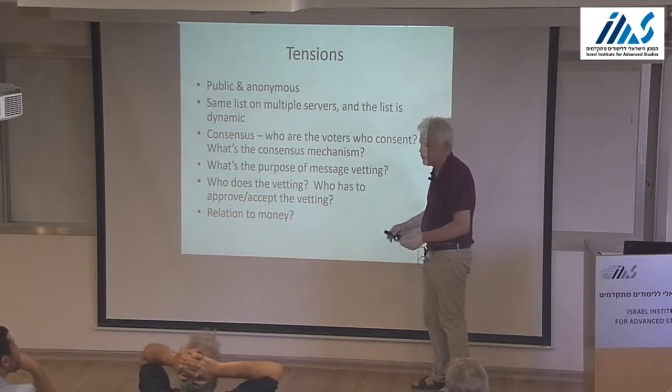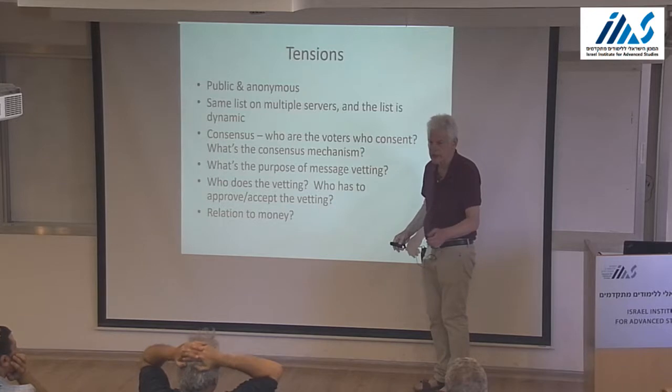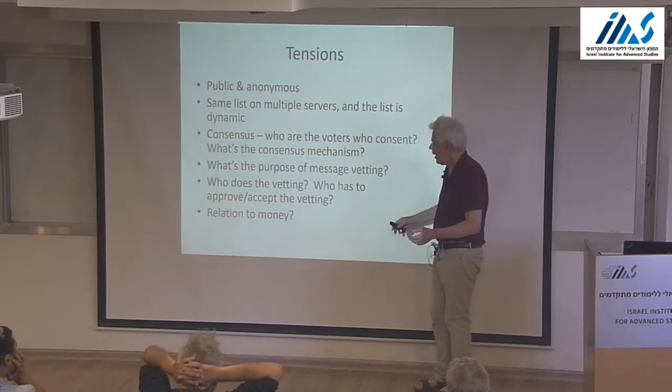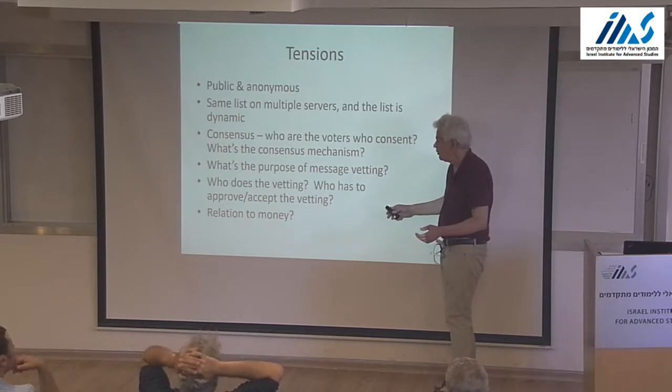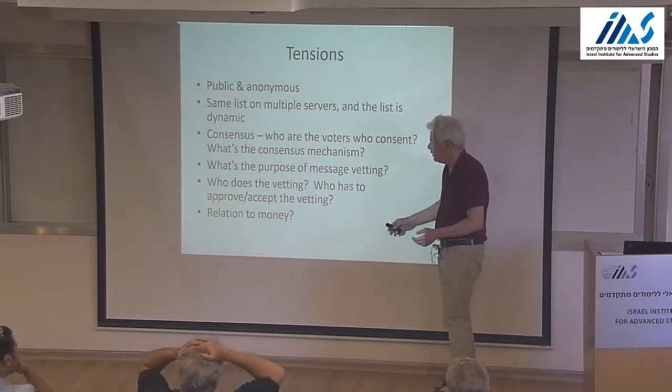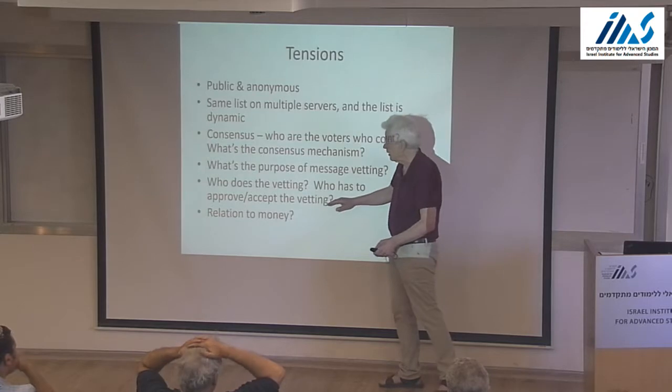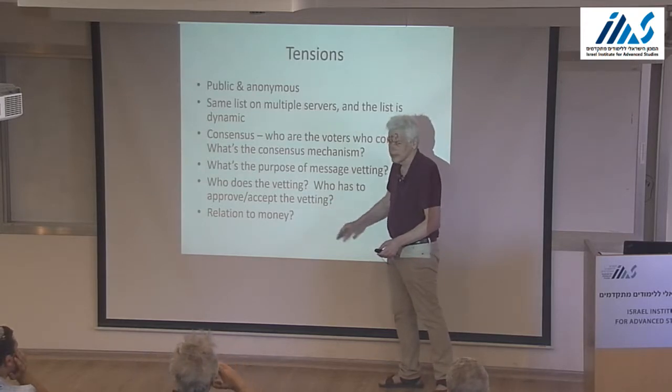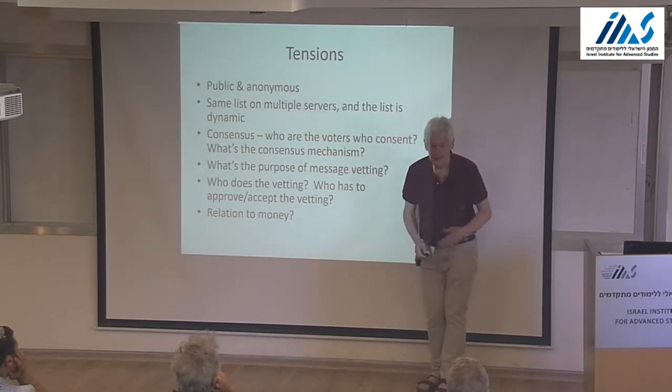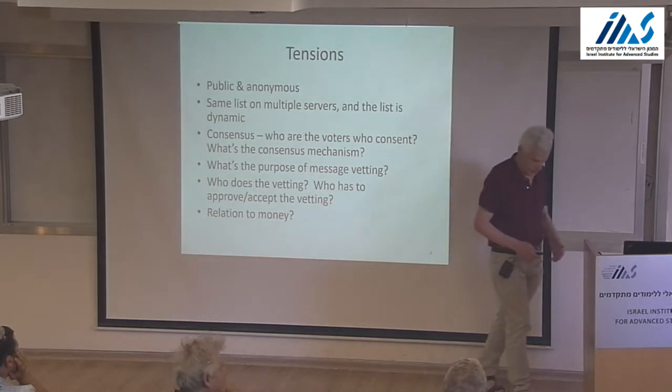I mentioned messages are vetted, so there are legitimate messages, there are illegitimate messages. Somebody has to decide which is which. What's the purpose of that? How is it done? Who has to approve and accept the vetting, and what's the relation? And all this, you stop here and say, wait a second. What has this got to do with money? So I try to provoke you into touching on these issues.